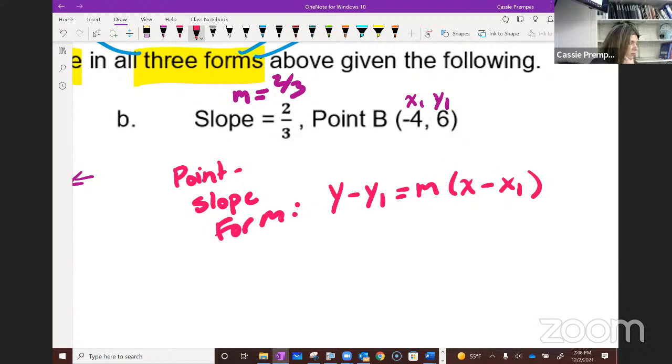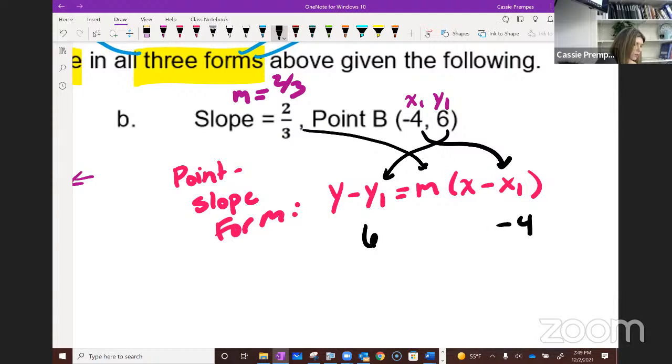And I plug in the values of x, y, and the slope. So I'll plug in -4 for x1. I'll plug in 6 for y1. And I'm going to plug my slope in as 2/3. So I have 6, -4, and 2/3. And that would create y minus 6 equals 2/3 times quantity x minus -4.